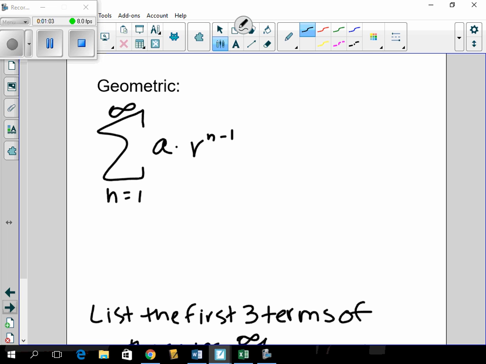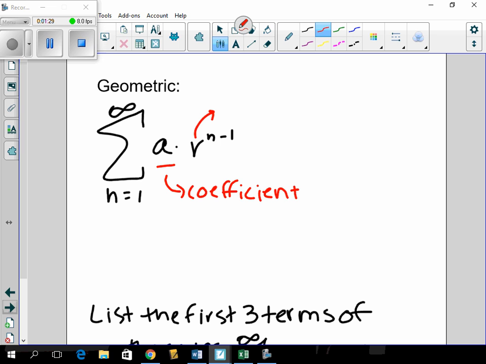So we're going to be talking about a couple special sequences or series today. This is called our geometric series. We notice that giant S-shaped looking thing, that's the notation for sum. So here we're taking the sum of a times r to the n minus 1. So a is any given coefficient. This could be 5, -2, whatever we want it to be.